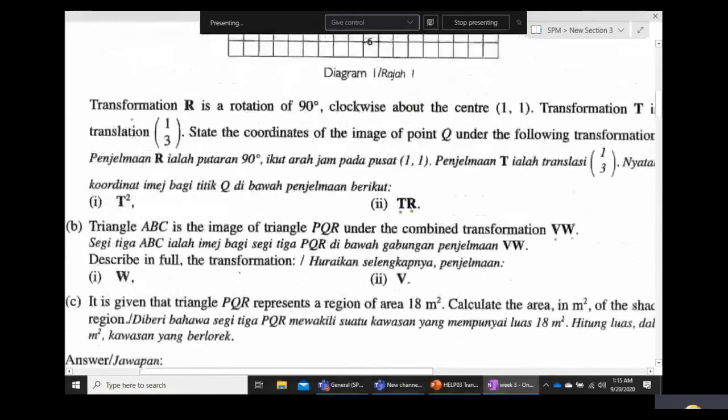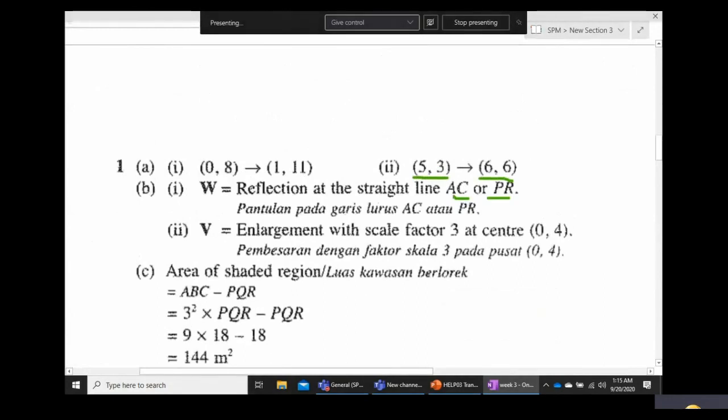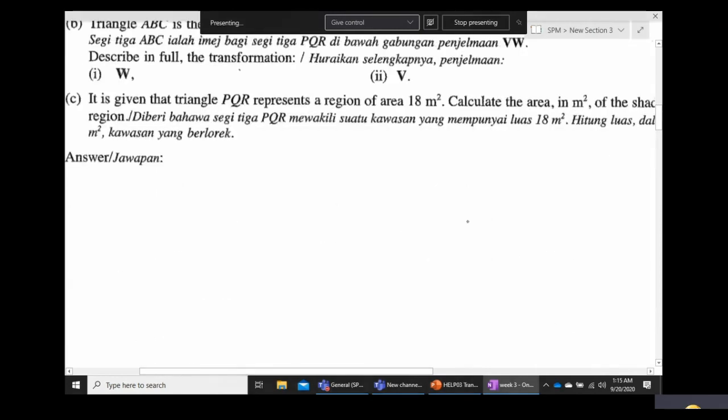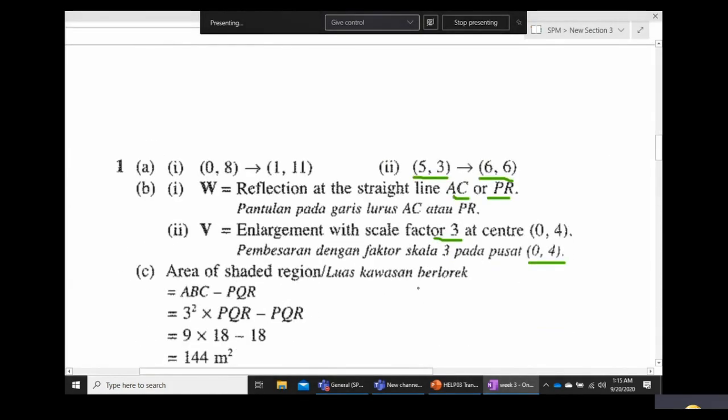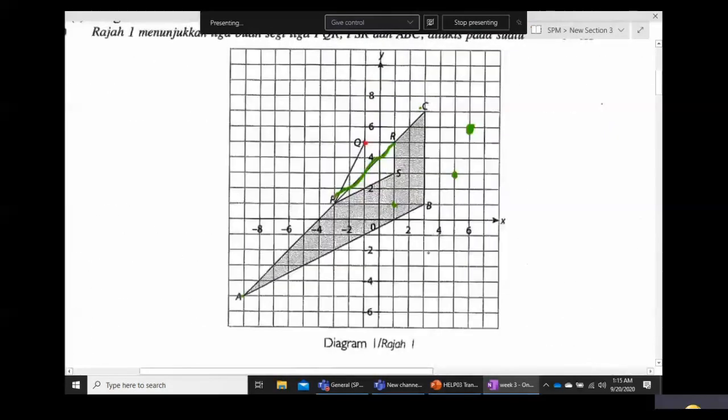And then enlargement. Remember, for enlargement you need the center, the pusat, point 4, and also the scale factor. So when it's getting bigger, the scale factor must be positive. Then area, luas kawasan berlorek, shaded region. So for the shaded region, we must find the whole thing, not divide, sorry, tolak, minus.